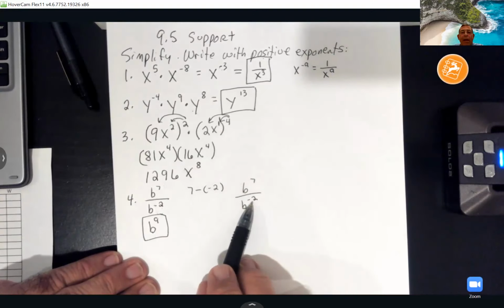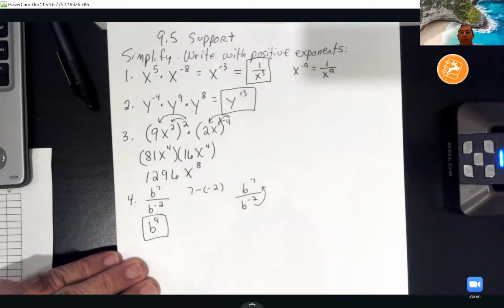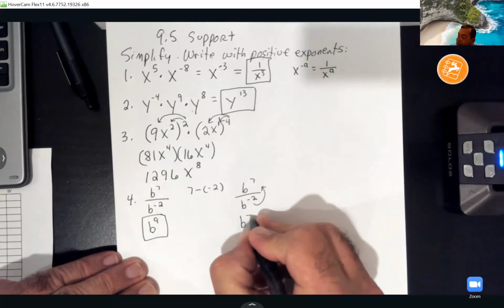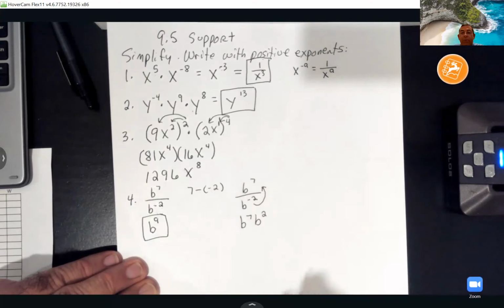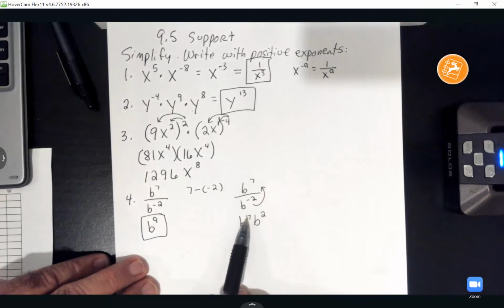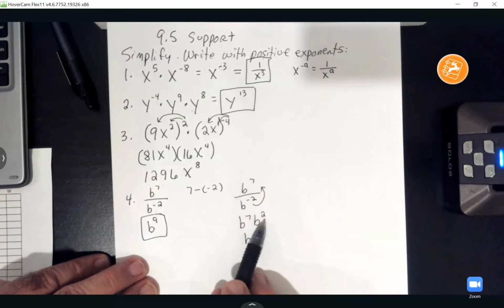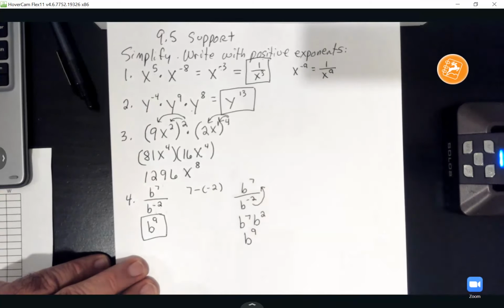Now, y'all, here's the other way you could have done this. Couldn't I have started out by making this exponent positive? And remember, to make this exponent positive, all I've got to do is move that b up to the top. If you do that, you've got a b to the 7th times a b to the 2nd. Well, what did you do when you multiplied variables times each other? You kept the b, but you didn't multiply these exponents. You added them. 7 plus 2, and that gave me b to the 9th.